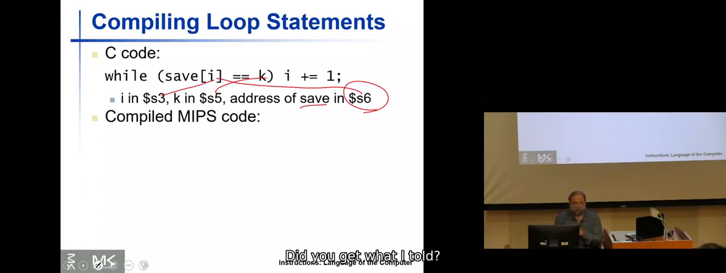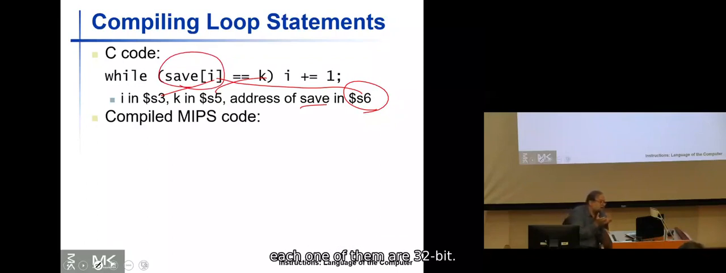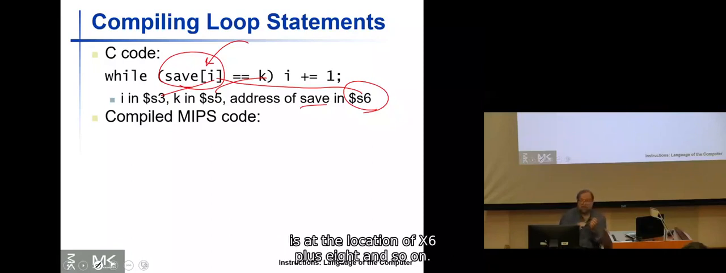Did you get what I told? Because in this save array, each of the elements is 32 bits. So save 0 is at location, let's say, S6. Then save 1 is at the location of S6 plus 4. Save 2 is at the location of S6 plus 8, and so on.